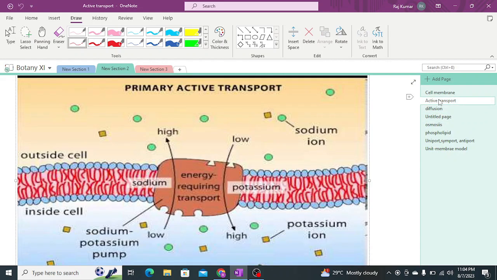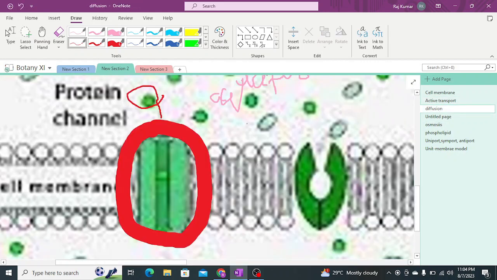Heading back to our slide, as you can see, if it is uniport transport, then it is simply a passive process, no energy required. If it is symport transport, then energy is required. Both molecules will be taken inside the cell, inside the channel protein, at the same time in the same direction, which will require energy, of course. On the other side, we have the carrier protein. What is a carrier protein? A carrier protein basically catches the molecule, and after catching the molecule, it rotates itself to the opposite side.